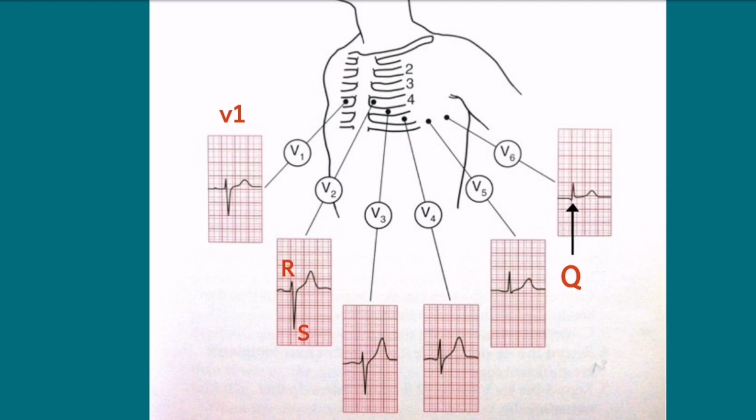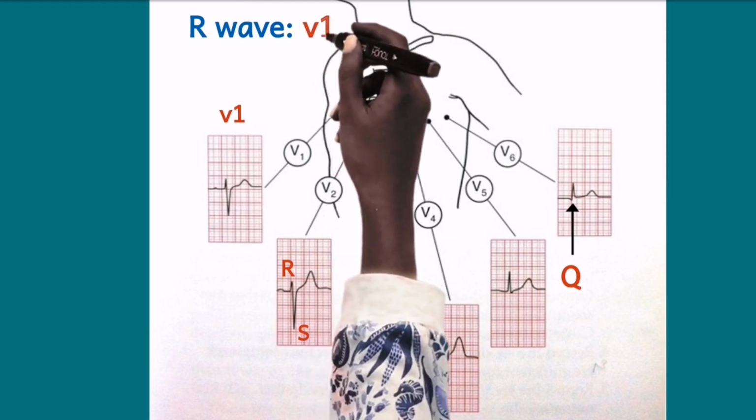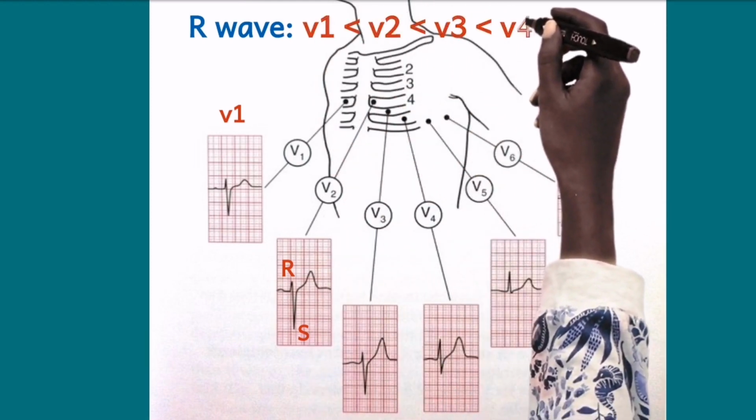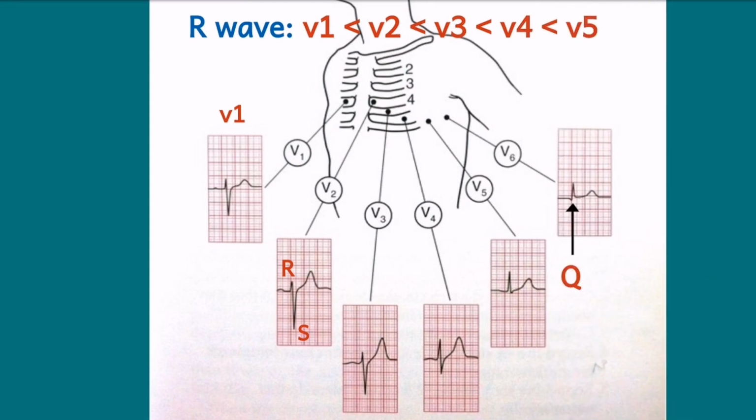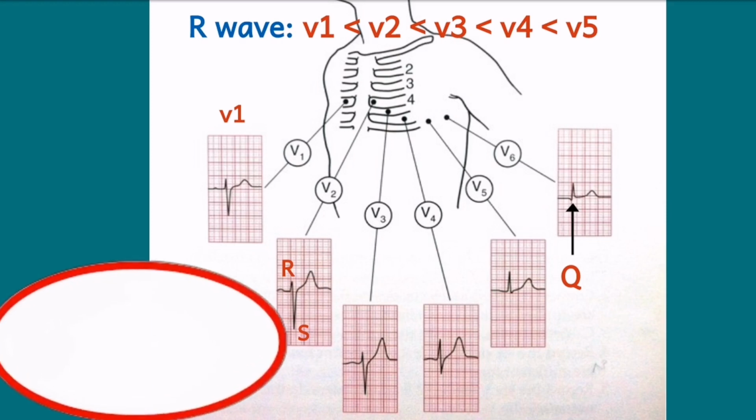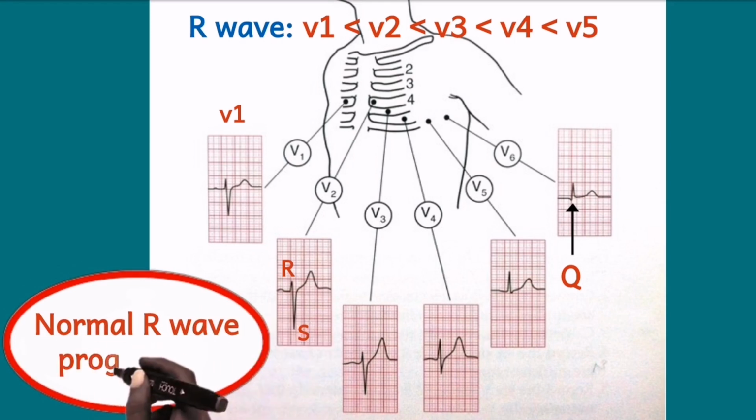The point I want to make here is that as you progressively move from V1 to V5 and V6, the R wave increasingly becomes prominent. The R wave is small in V1 but a bit bigger in V2 compared to V1, and then V3's R wave is more than V2's, and then V4's R wave is more than V3's, V5's R wave is more than V4's. So you see that progression. That progression is known as the R wave progression, and this is how it is supposed to be. It is supposed to progressively increase from V1 to V5 and V6.